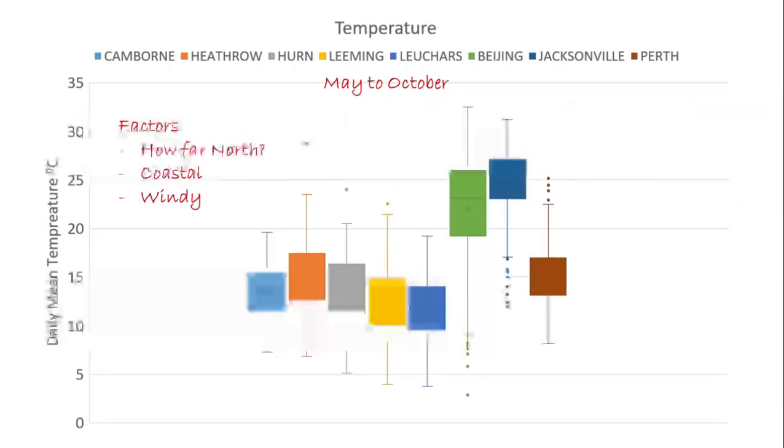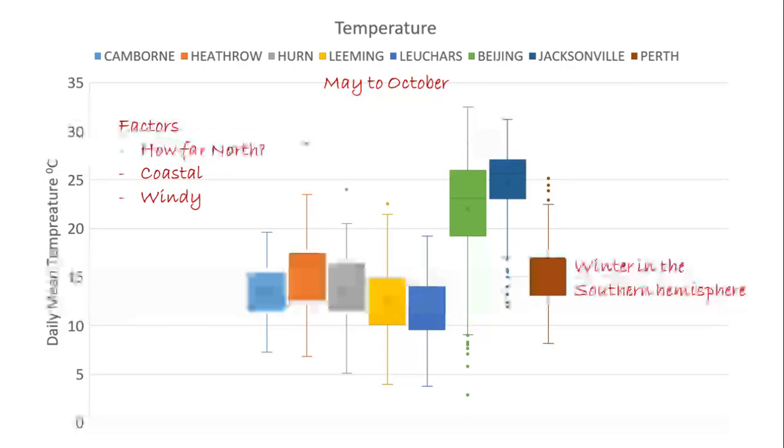Okay, let's take a look at temperature. Here are box plots of the temperatures in the large dataset, showing you the temperature range from May to October. Notice that Perth seems to have a low temperature, but that's because it's winter in the southern hemisphere. So comparing Perth with Jacksonville wouldn't be fair at this point in time.